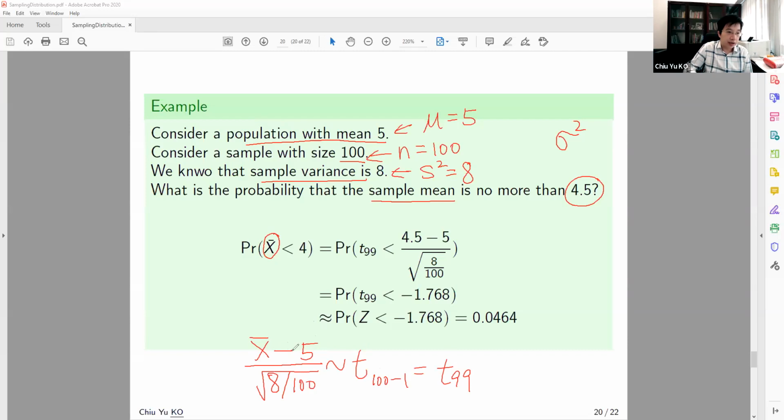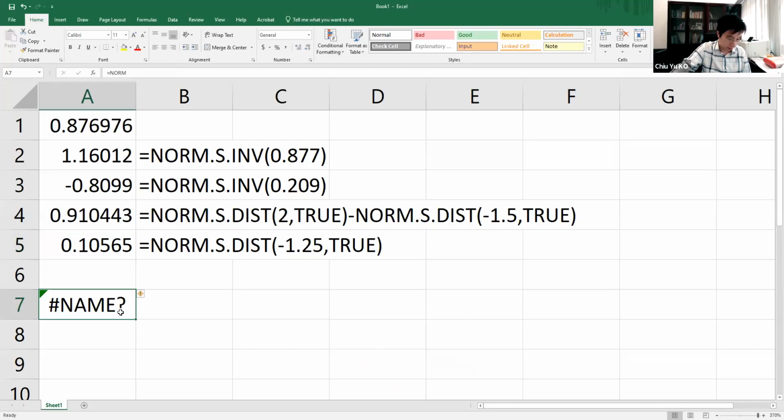Now you apply this transformation to both sides, so this becomes T, and it turns out to be negative 1.68. Actually, when T is very big, it's close to Z. But I want to show you how to do this in Excel with the T, and then we will end this class. I just want to show you this particular example.